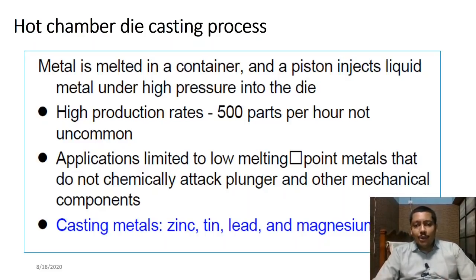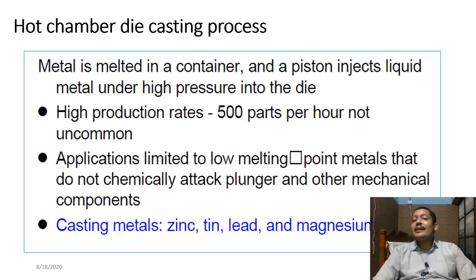You can do it directly over there itself. So metal is melted in a container and a piston injects liquid metal under high pressure into the die. So you will have an extremely high production rate, nearly 500 parts per hour, or more than that, that is able to be produced in hot chamber die casting.